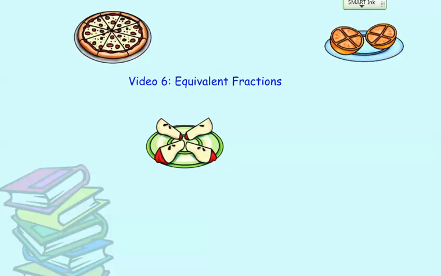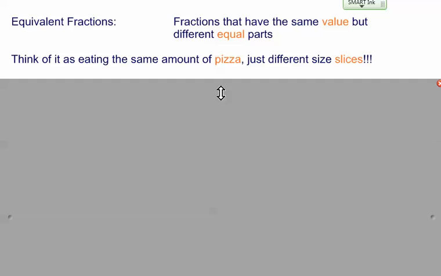Okay, video 6 is about equivalent fractions. We've talked about this a little bit before in class, so this is just a little bit more formal presentation. What exactly is the definition of an equivalent fraction? Well, equivalent fractions are fractions that have the same value but different equal parts, and that's the key. Their value is the same, but their parts are different sizes. Think of it as eating the same amount of pizza, just different size slices.